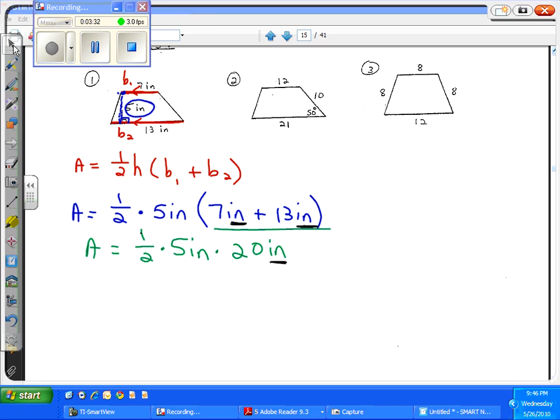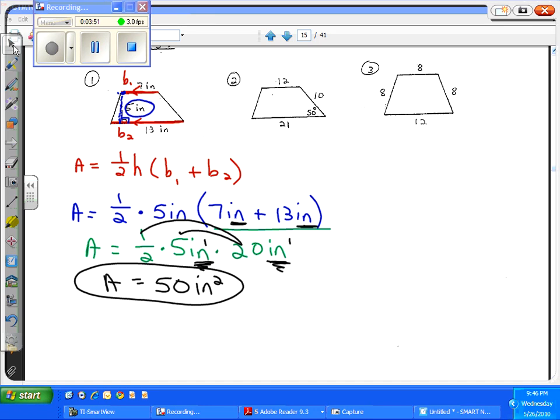Now we're going to multiply. Half of 20 is 10, times 5 is 50. We multiply the numbers, and you multiply the names, and you get a new name. And when you multiply with like bases, you add the exponents. Area, 50 square inches.